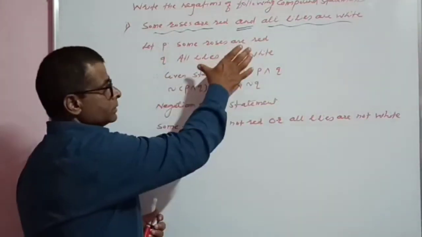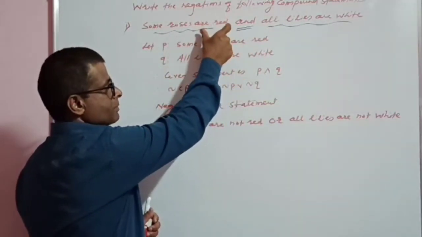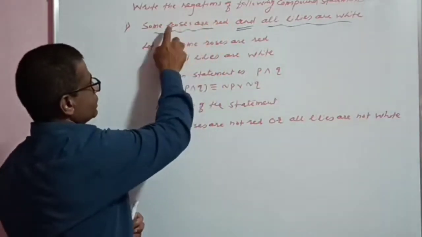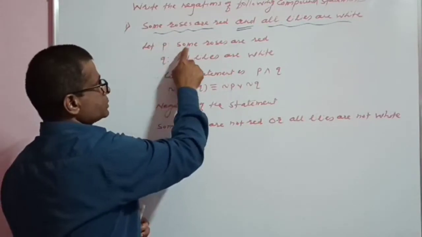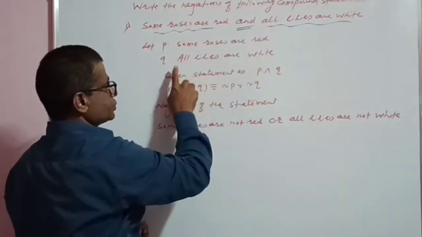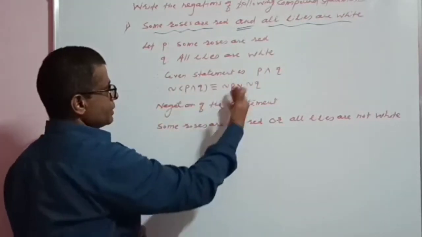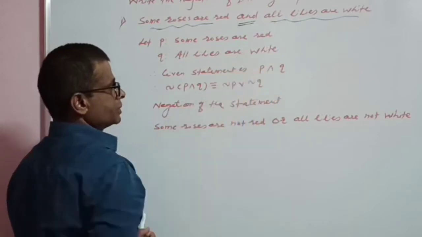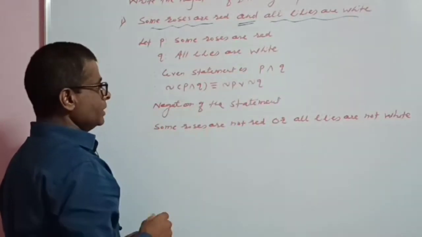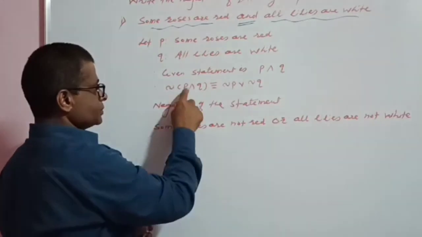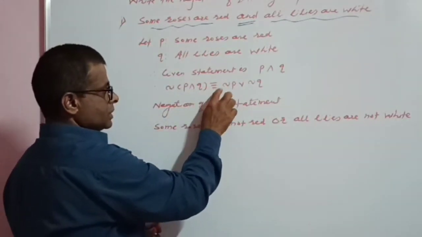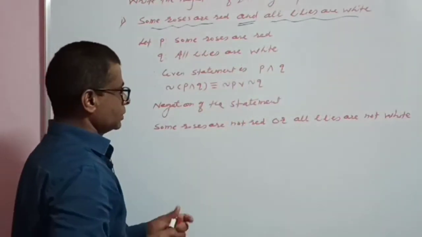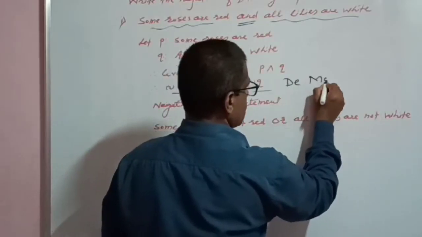So to write the negation of this compound statement, first we represent it in symbolic form. First of all, I will take the first statement as P, some roses are red, and the second statement as Q, all lilies are white. So the given statement in symbolic form is P conjunction Q. Now by using the rule, negation of P conjunction Q is logically equivalent to negation of P disjunction negation of Q. So this law is also known as what? De Morgan's law.